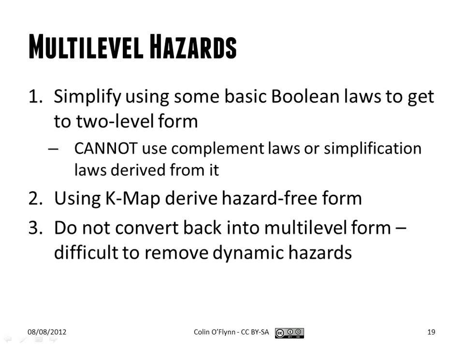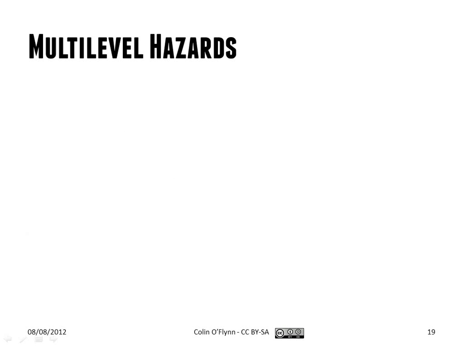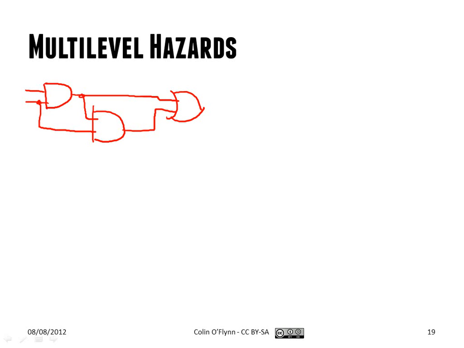Multi-level hazards occur in a multi-level circuit. So, for example, if you have something like this, multi-level meaning more than two levels of logic. Here you can see we have, at this point, A and B. We use that intermediate to generate this output here, and then we use that second intermediate to generate a third level of logic.